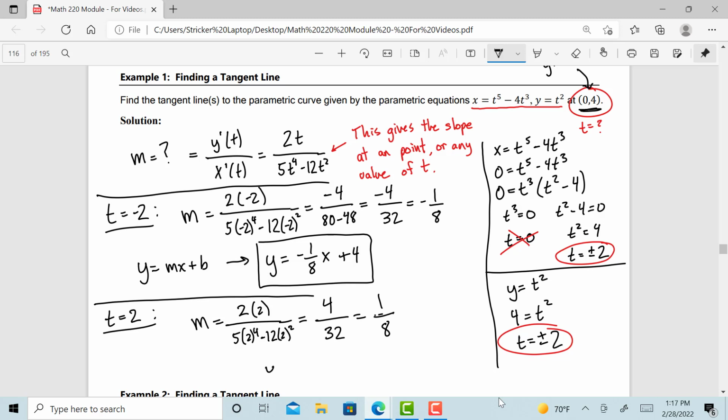Which means our tangent line is y equals positive 1 over 8x plus 4. So we get 2 tangent lines at the point (0, 4) for those parametric equations. All right, so let's go ahead and verify this. Let's go to Desmos and see if these answers make sense.